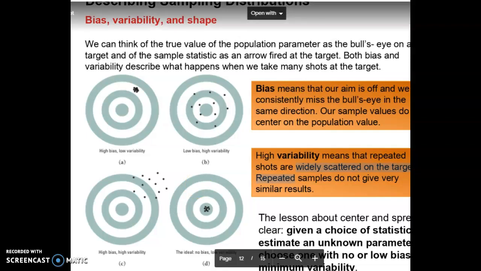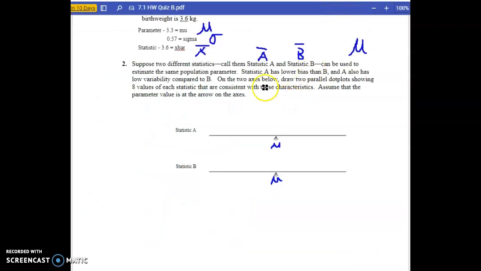So when I go back to answer question 2 in the homework quiz, it says A has lower bias. That means my little dot plot points on A, this is probably going to look awful because I'm doing it with my fingertip, but my dot plot points on A, if it has low bias, should be around that arrow compared to B. And then it says A also has lower variability. That means they should be closer together than B. So A seems like a great statistic. I don't know how many points I'm plotting here. It said 8, so there's 8. Low bias, meaning I'm around the mean. Low variability, they're pretty close together.